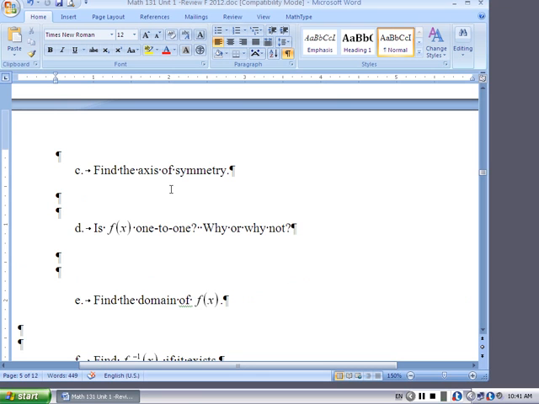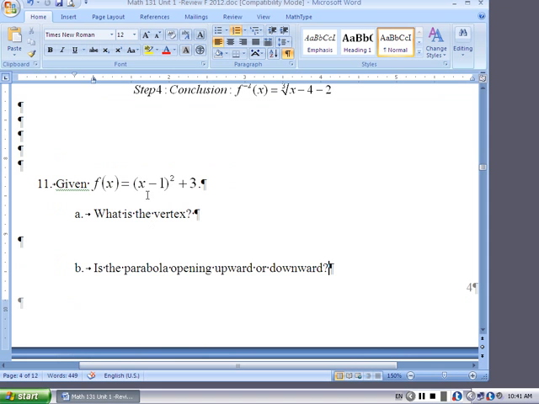Okay, find the axis of symmetry. So where is the axis of symmetry? It's a vertical line passing through the vertex. So it's what? x equals 1. Because when x equals 1, right? Is that right? Who does not understand this? Any? It's okay. All right.